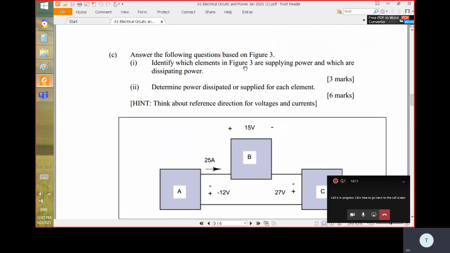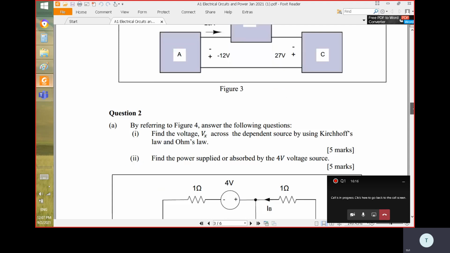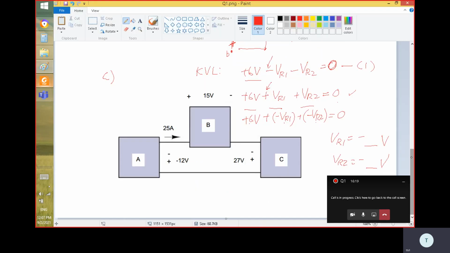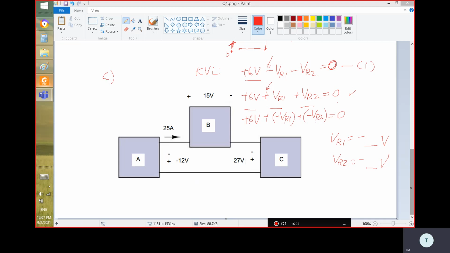So for the part A here, you need to know which one is supplying or which one is dissipating. So let me give you an example here. Let's say you have one unknown power supply here, and let's say this power supply is 10 volt. Then it goes through one unknown and then one unknown, and then you connect back to 10 volt again, right?